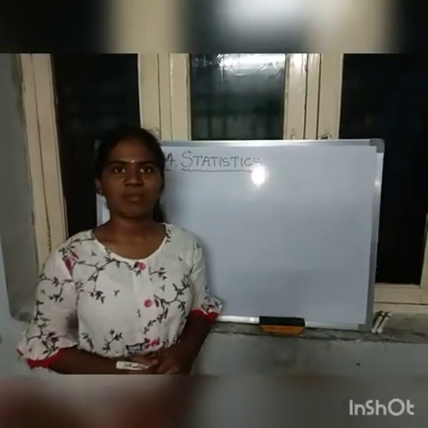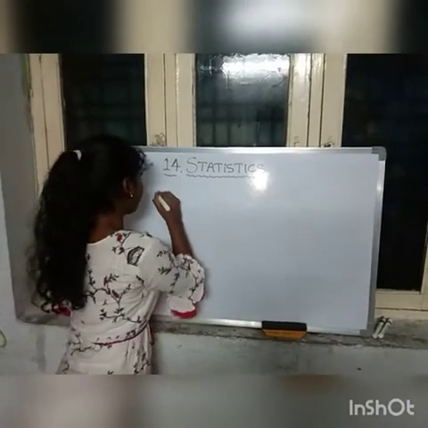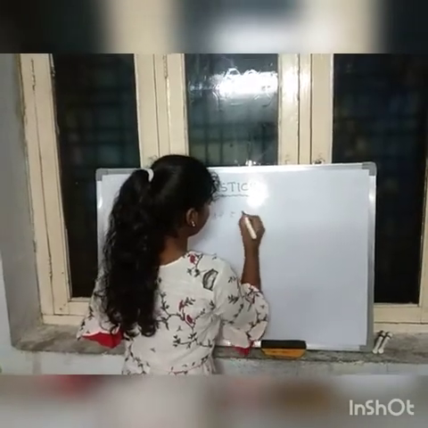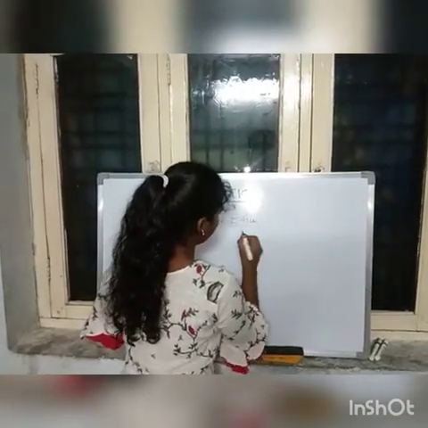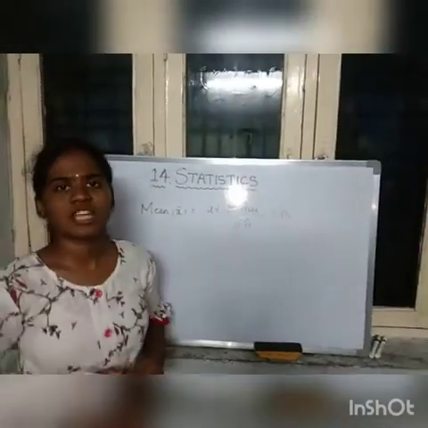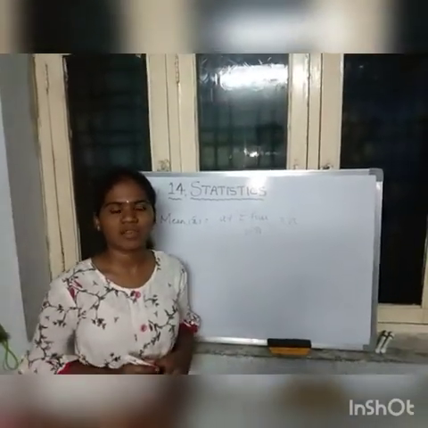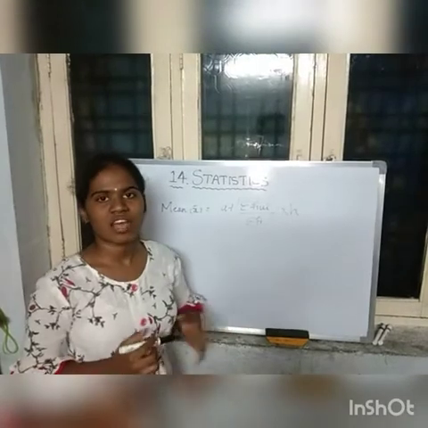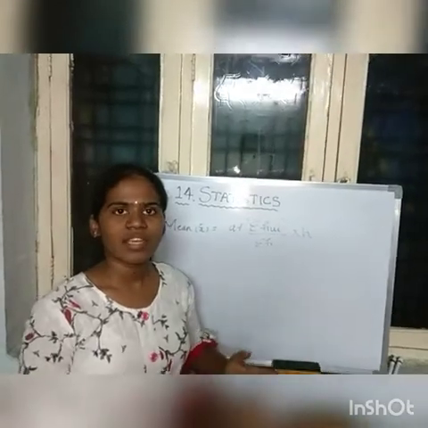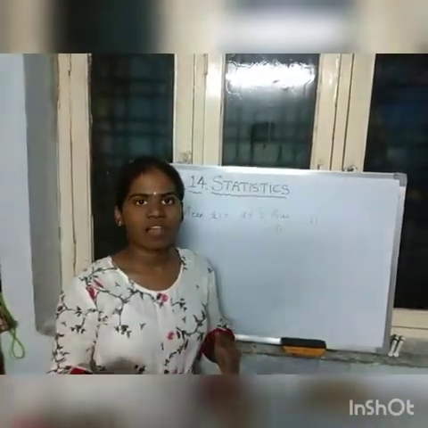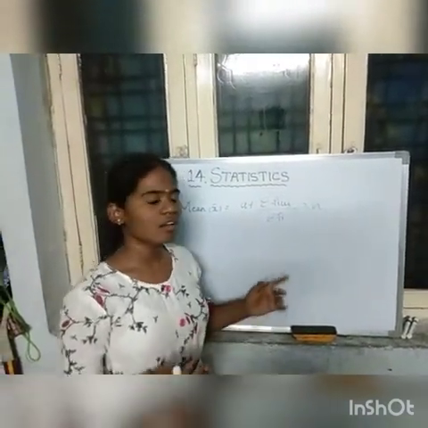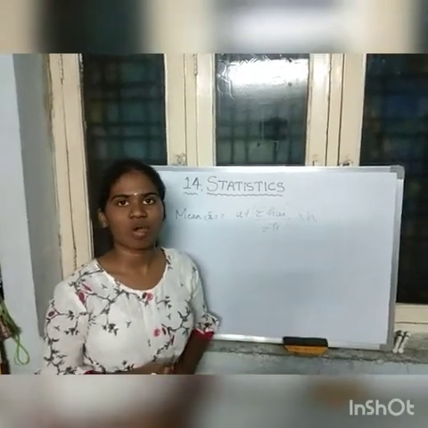Third, step deviation method. Mean x bar is equal to a plus summation fi ui by summation fi into h, where a is the assumed mean of the class marks and fi is the frequency, ui is di by h, that is, di is the class mark minus a. Then h is the class size or the width of the class.